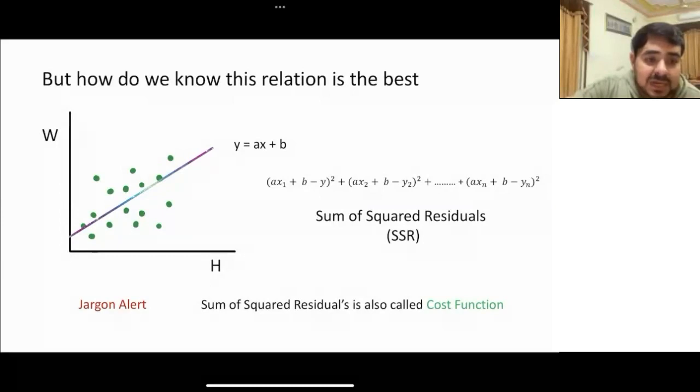Now, I know that we are still answering the question: how do we know this particular line is the best? I know we talked about the error term. We have this long, somewhat weird looking line of error, but how is it useful? Okay, let's look at how it is useful.